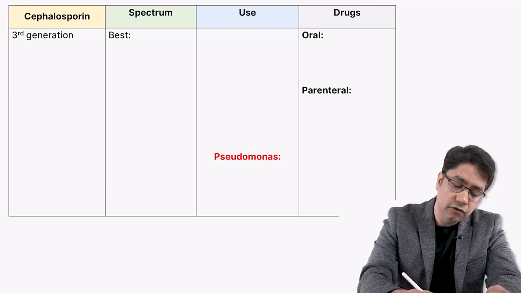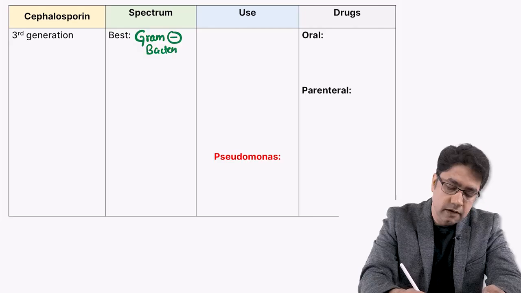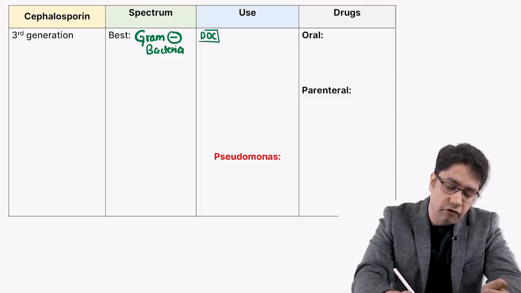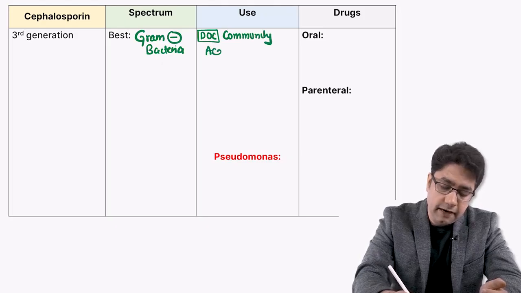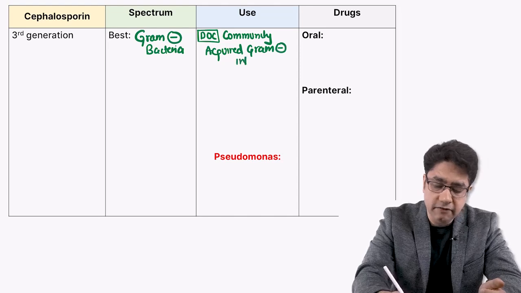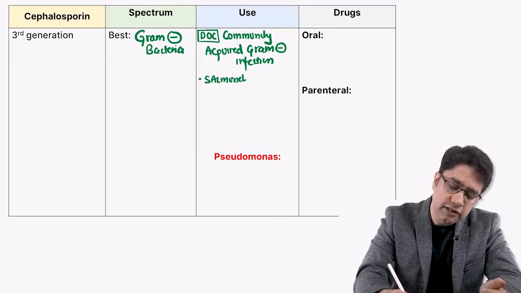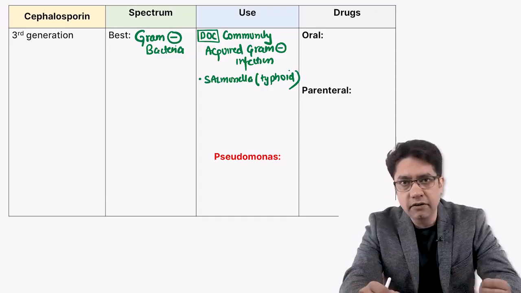And third generation cephalosporins have the best activity against gram negative bacteria. They are considered to be the drug of choice for community acquired gram negative infection. So can you tell me certain gram negative bacteria which spread in community? Can we say, sir, Salmonella? Salmonella causes typhoid. It spreads in community through contaminated food.